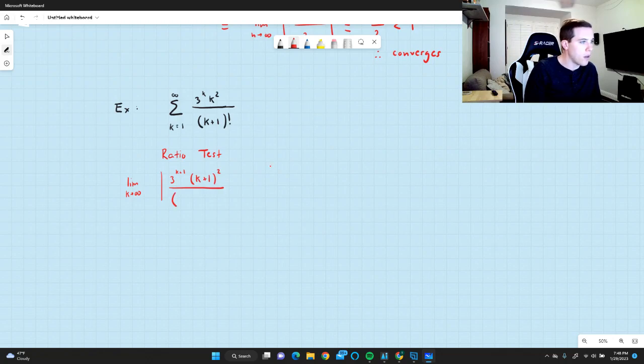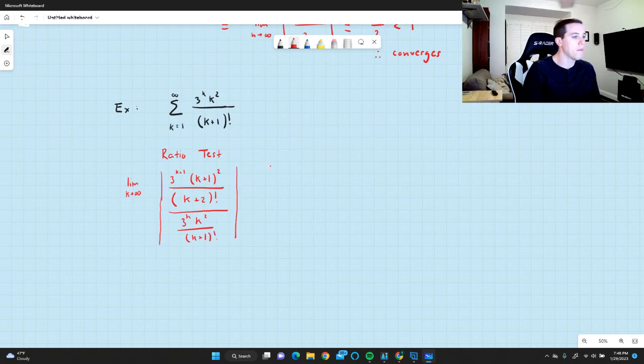What happens when you do k plus 1 plus 1? Well, that's just k plus 2 factorial. And then all over the original 3 to the k, k squared, all over k plus 1 factorial. Bam. All right, same step. Multiply by the reciprocal. You're pretty much always going to be multiplying by the reciprocal, but I still need you to state the initial ratio.